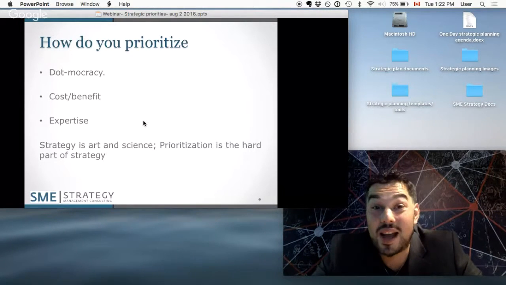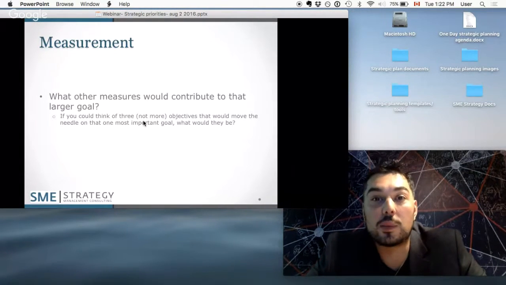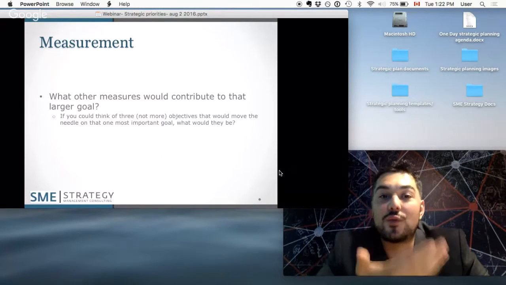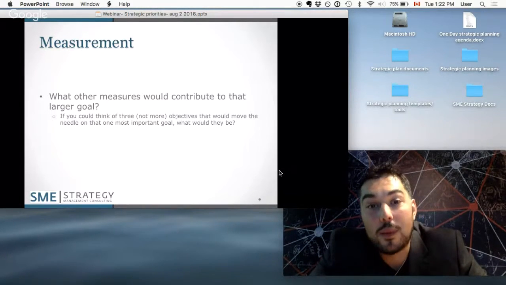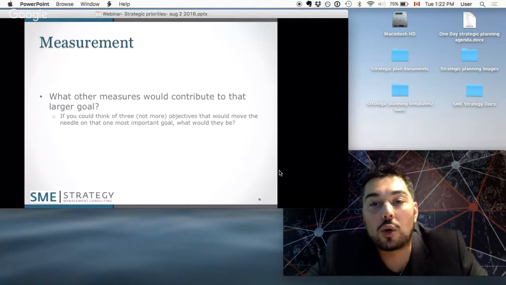And unfortunately, there is no right answer. There's what you think is the right answer, but there's no 100% correct answer. So measurements. What other measures would contribute to that larger goal? So when we talk about the objectives, if you could think of three, not more objectives, that would move the needle, or one most important goal, what would they be?